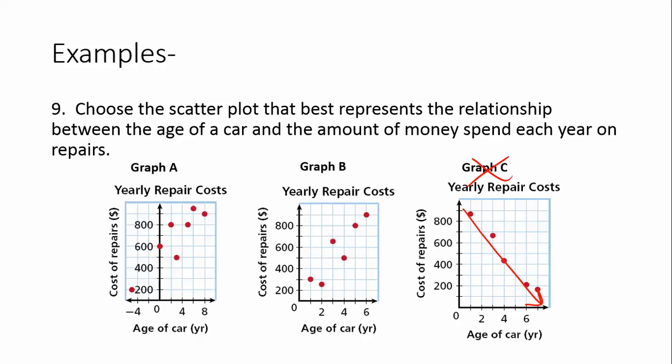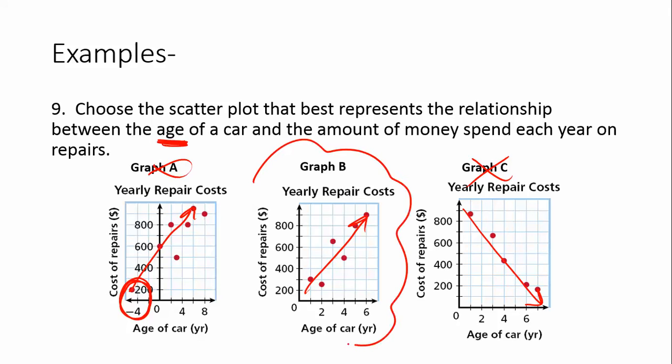Now we look at A and B. If we draw our trend line through quickly, you can see positive correlations in both cases. However, we're talking about age of a car, and it's very difficult for age to be negative. Age is never negative, so that also rules out graph A. So we're looking here at graph B. The older the car gets, the more costly the repairs are. That's a positive correlation, and that scatter plot best represents that relationship. For this example, if you would like to just write down the graph, copy down graph B, or you can copy down all three of them.